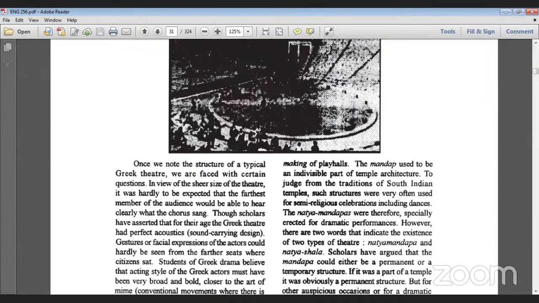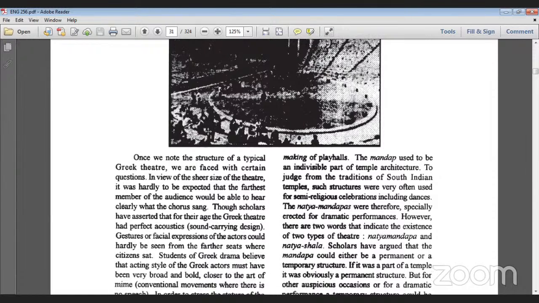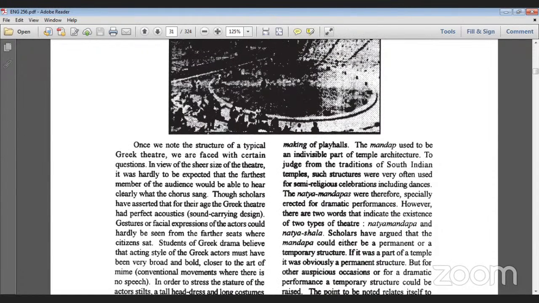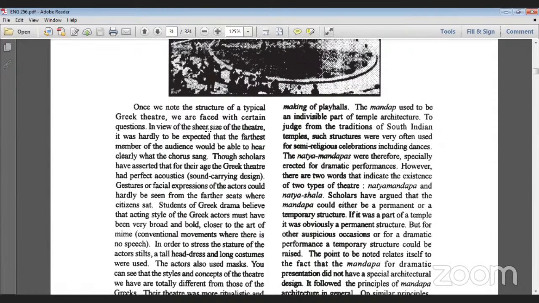Though scholars have asserted that the Greek theater had a perfect acoustic sound-carrying design, gestures and facial expressions of the actors could hardly be seen from the farther seats where citizens sat. Students of Greek drama believe that the acting style of the Greek actors must have been broad and bold, closer to the art of conventional movement, with long speeches. In order to stress and enhance the actor's stature, a tall headdress and long costumes were used. The actors also used masks.